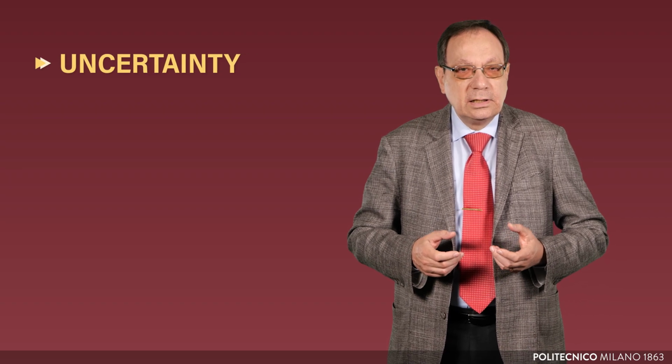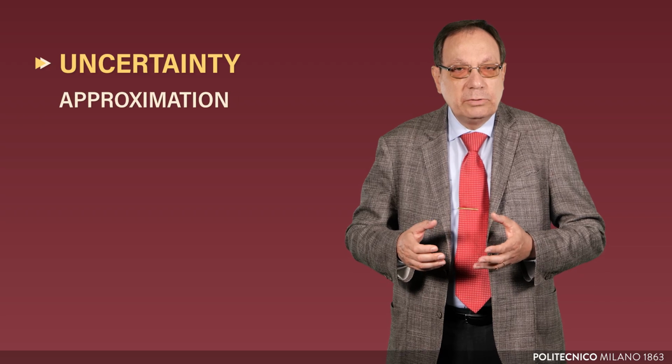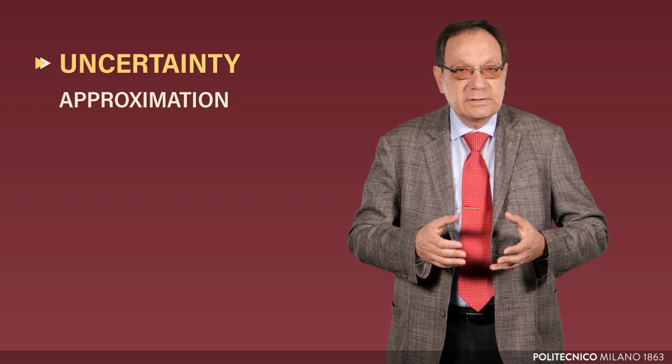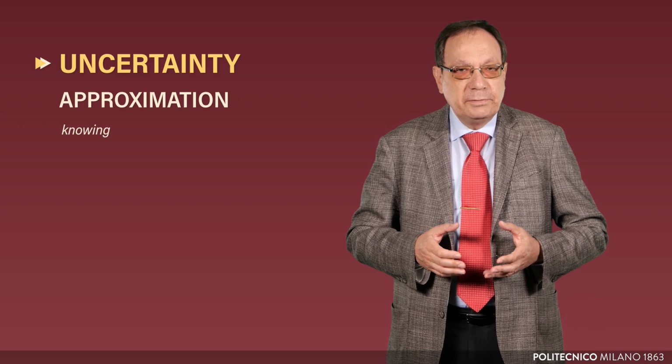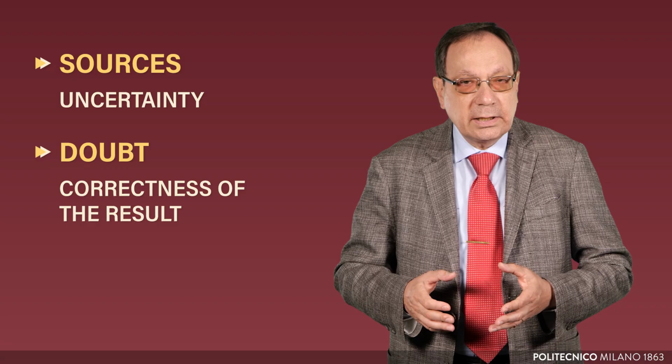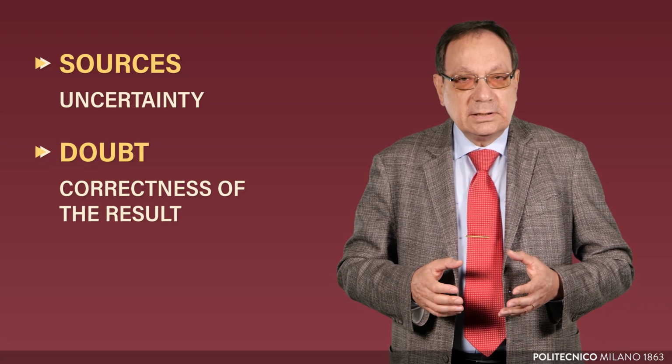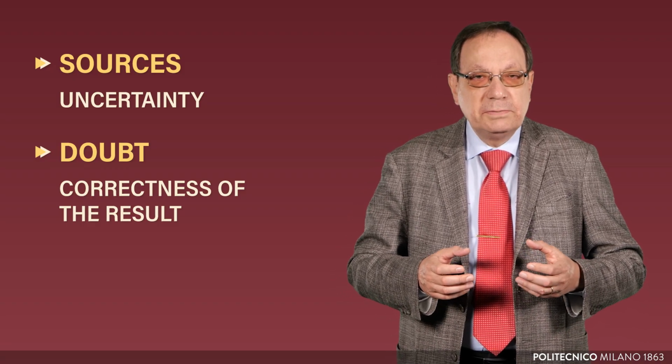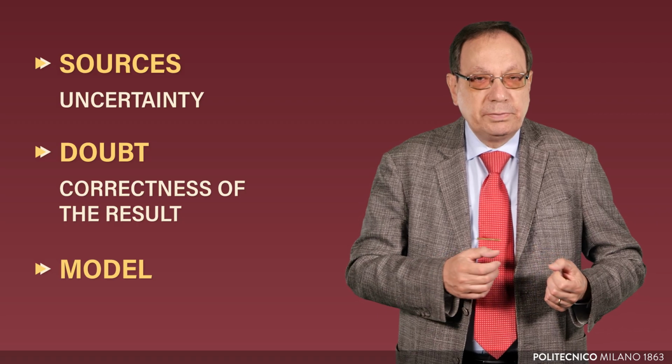The other information mentioned by the VIM is precisely intended to assess the measurement uncertainty, that is, the quality of the approximation with which the measurement result allows us to know the value of the measurand. The first step to take in order to assess it is to identify the sources of uncertainty, that is, the causes of doubt regarding the correctness of the result. To do this, it is useful to refer to the measurement model we analyzed previously.